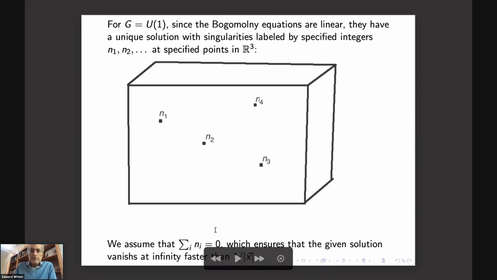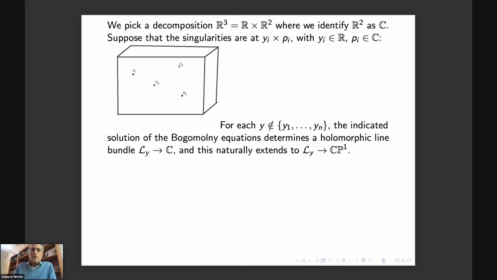Now I'm going to assume the integers add up to 0, which is the condition that the given solution vanishes at infinity faster than 1 over r, I guess. Now we pick a decomposition of R^3 as R times R^2, and we identify R^2 as the complex plane. Let's say the singularities are at y_i times p_i. y_i is in R and p_i are some points in C.